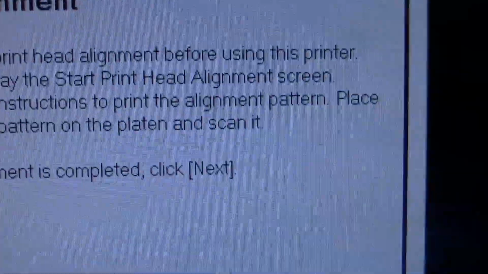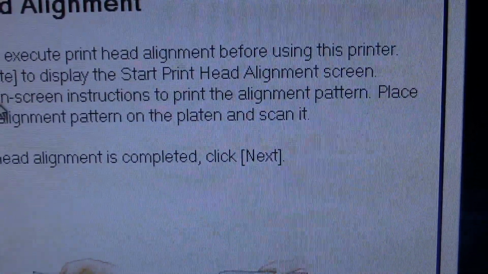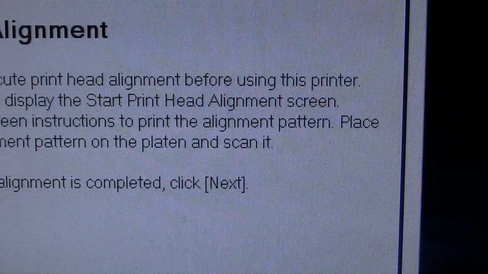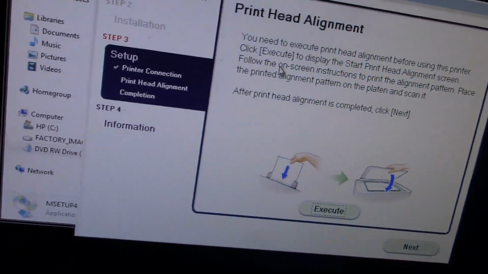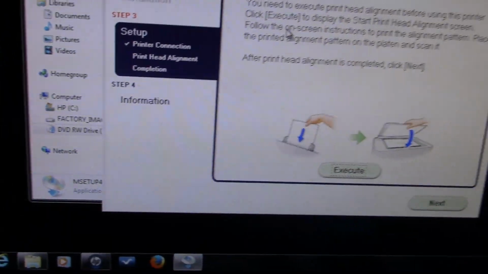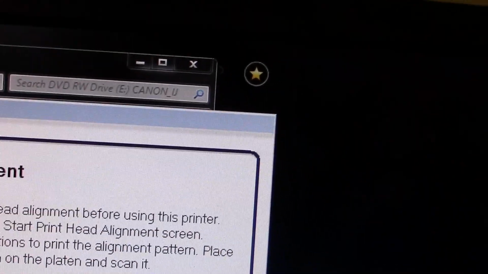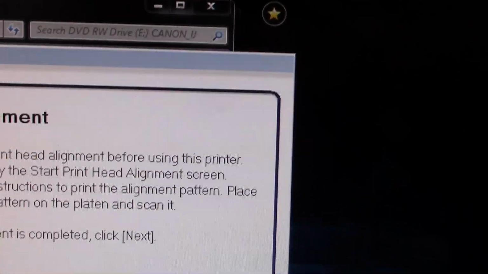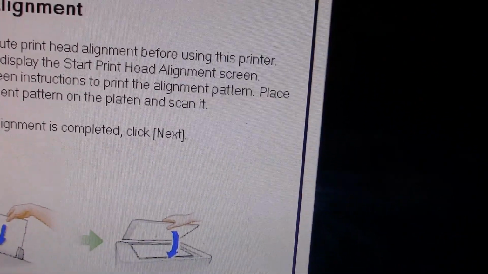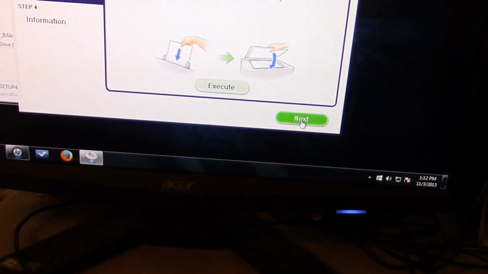Okay, there was a pop-up on the screen that says printer head is being aligned, and now we're back to the screen here. And did another sheet come out? No. Okay, it says you need to execute print head alignment before using this printer. Okay, we've done that. So I guess that's how it's done. So we're done. So can I turn this thing off? No, wait. Click next.